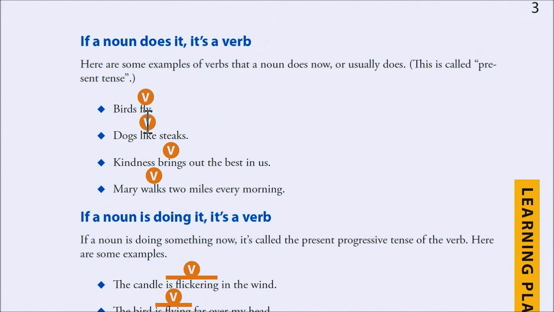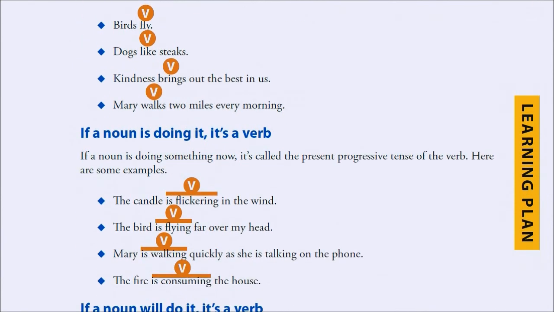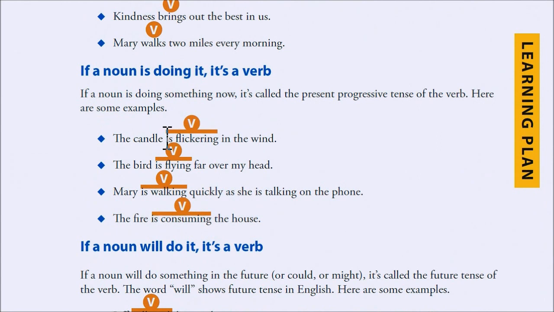Birds fly. Dogs like steaks. Like is a verb. Okay, now remember I said every sentence has to have a verb. So if you see a sentence like dogs like steaks, well, dogs are nouns and steaks are nouns. And so there's only one word left, and that has to be the verb, and that's like. Mary walks 2 miles. That's the verb. If a noun is doing it, it's a verb. You can have the is-ing thing, like the candle is flickering, the bird is flying, Mary is walking. That's the verb too. All right.